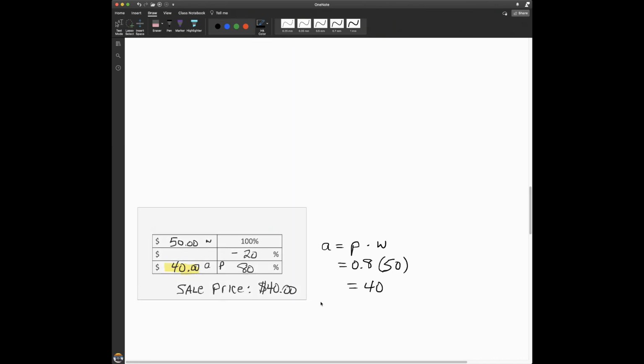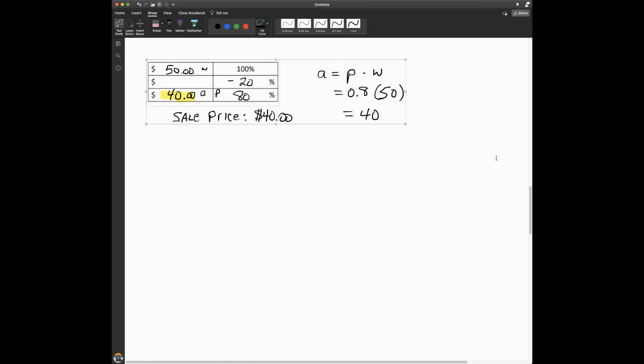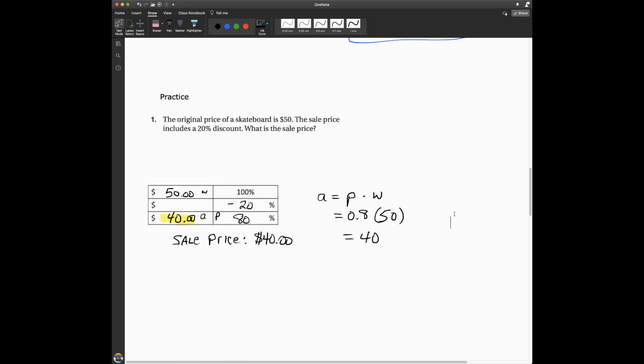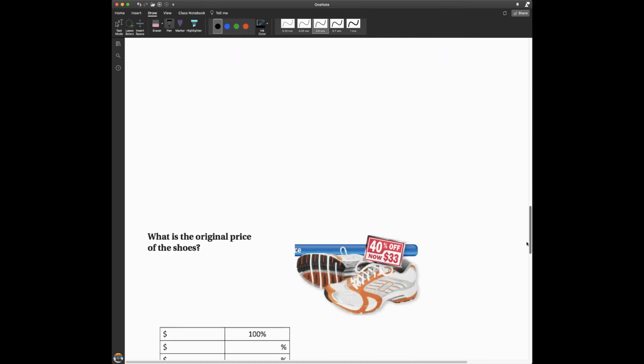I'm going to grab all of this and move it up so we can have it by the problem. All right, so the original price was $50. The sale price includes a 20% discount, so I need to subtract 20%. So you are going to pay 80% of this original price, and I use the percent equation. I get 40. So the sale price is $40. All right, and that's all we have to do.